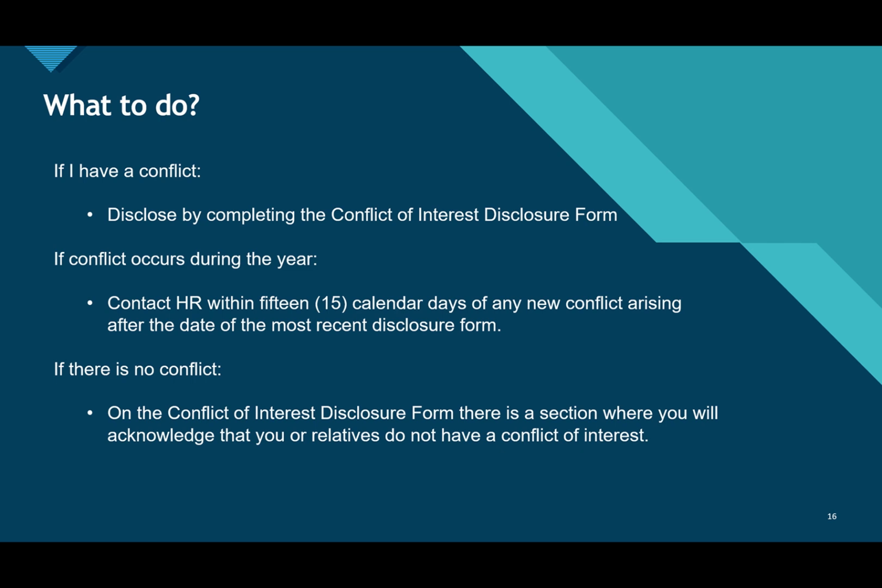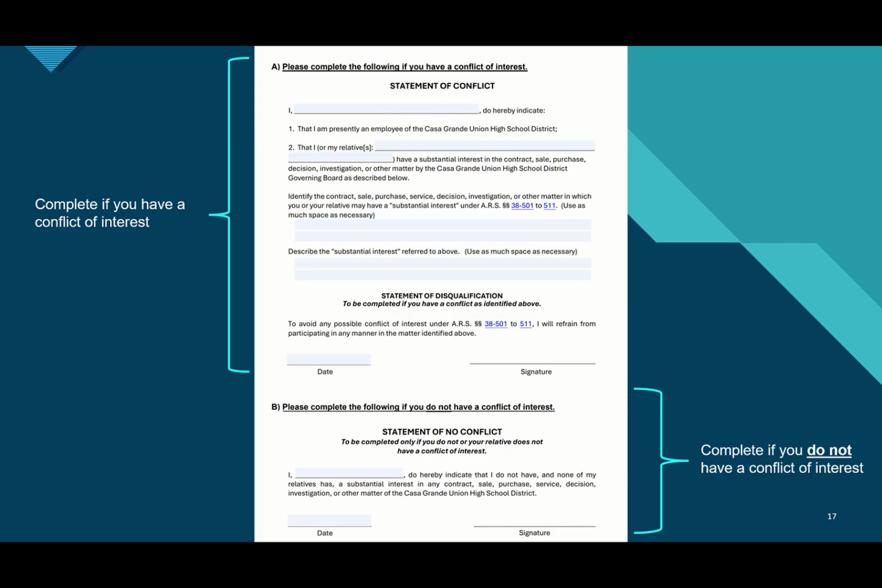So what will happen is at the beginning of the school year, you will go through training like you are right now, and you will be given the conflict of interest form that you will have to fill out. Again, you're going to fill it out if you have a conflict, and then you're going to fill it out if you don't have a conflict at the beginning of the year. If you come into a situation where you feel that there might be a conflict, that's when you fill out a new form. So let me show you what the form looks like.